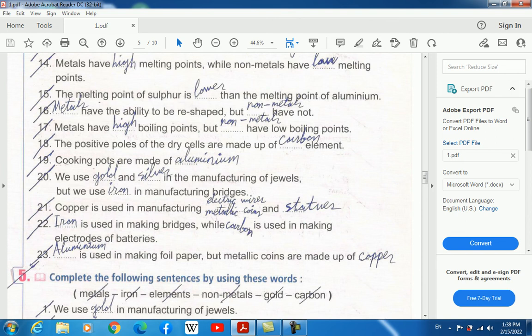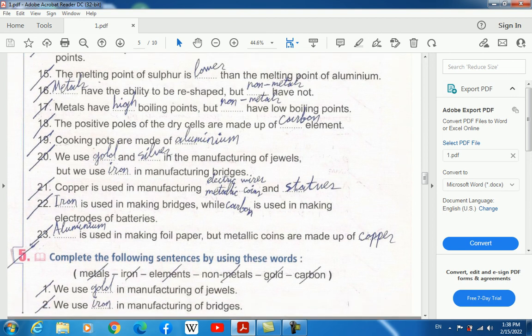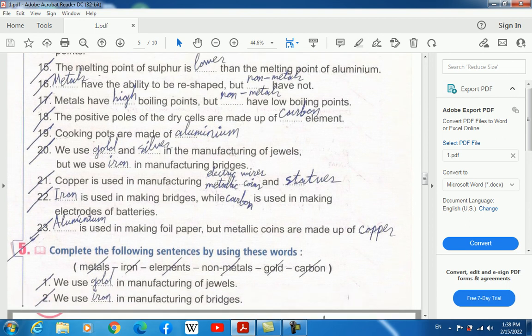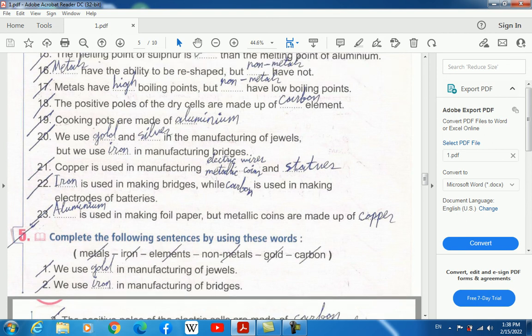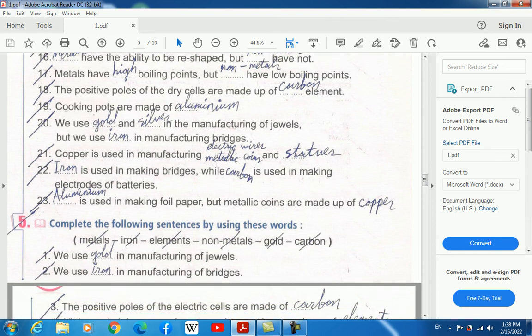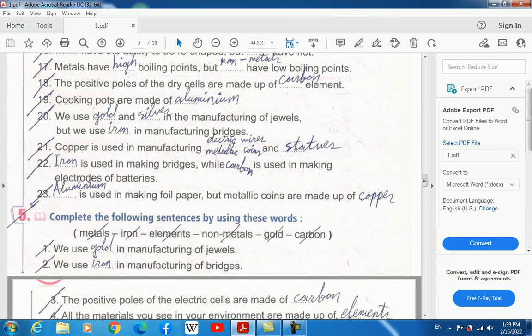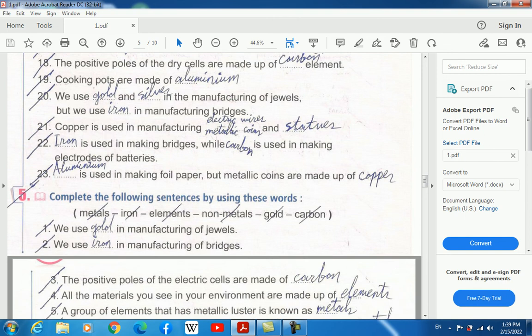14. Metals have high melting points while nonmetals have low melting points. 15. The melting point of sulfur is lower than the melting point of aluminium. 16. Metals have the ability to be reshaped, but nonmetals have not. 17. Metals have high boiling points, but nonmetals have low boiling points. 18. The positive poles of the dry cells are made up of carbon element.